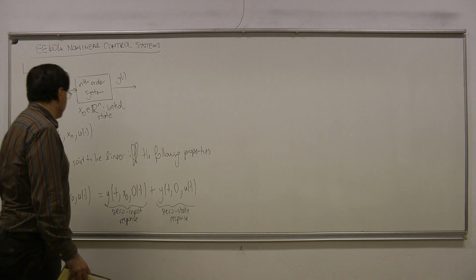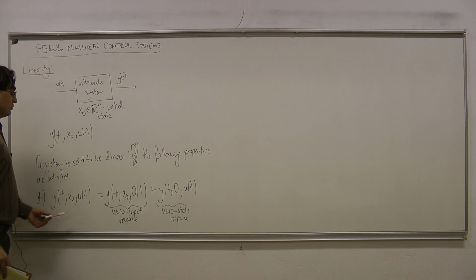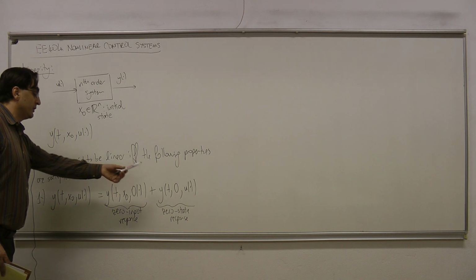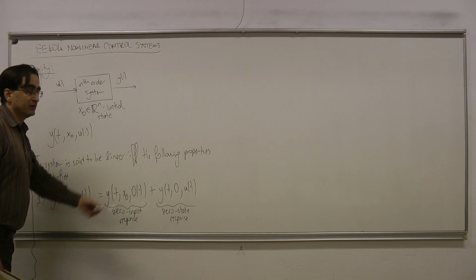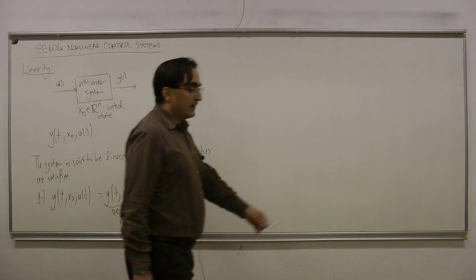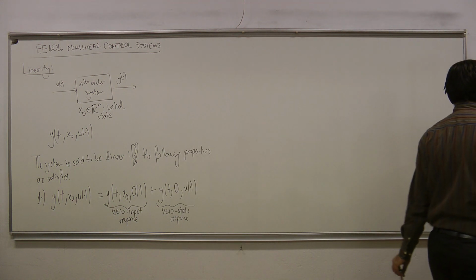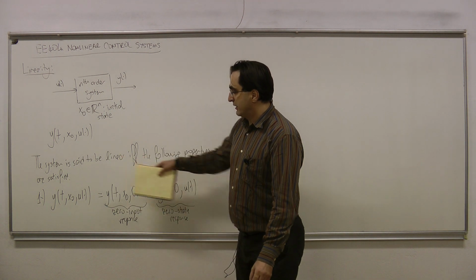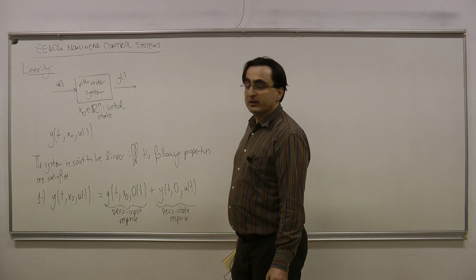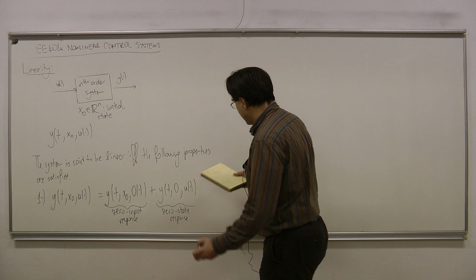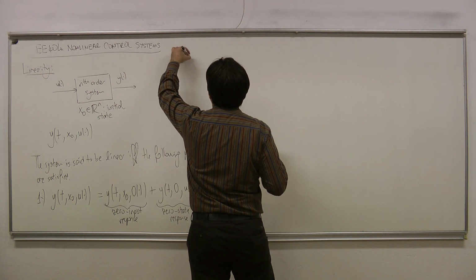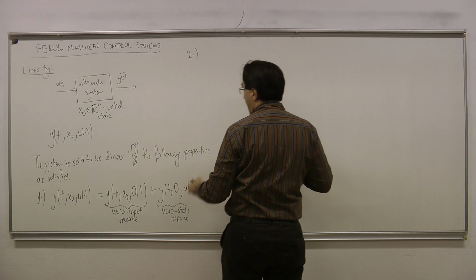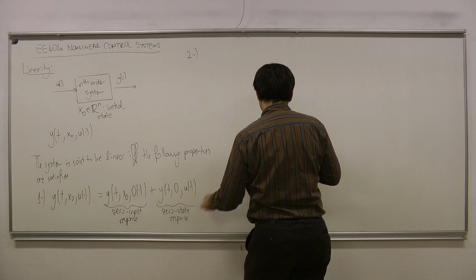And in a linear system, we can always decompose an arbitrary output into two parts, zero input part and zero state part. Effects of the initial condition can be decomposed from the effects of the input, and that is what this property means in a linear system. The second property is going to be about the effect of the input here.